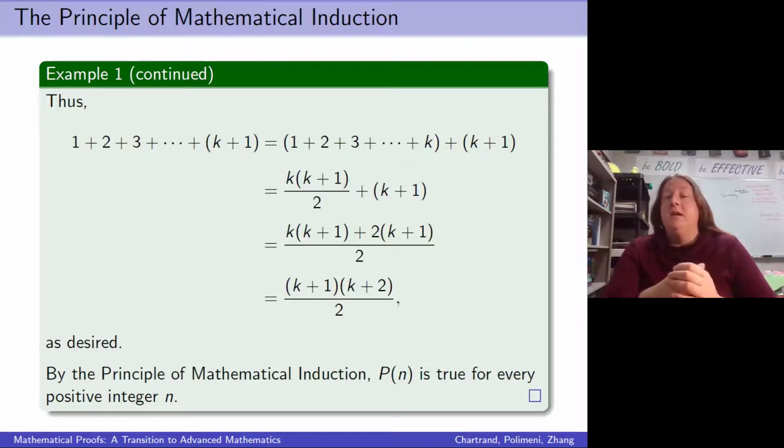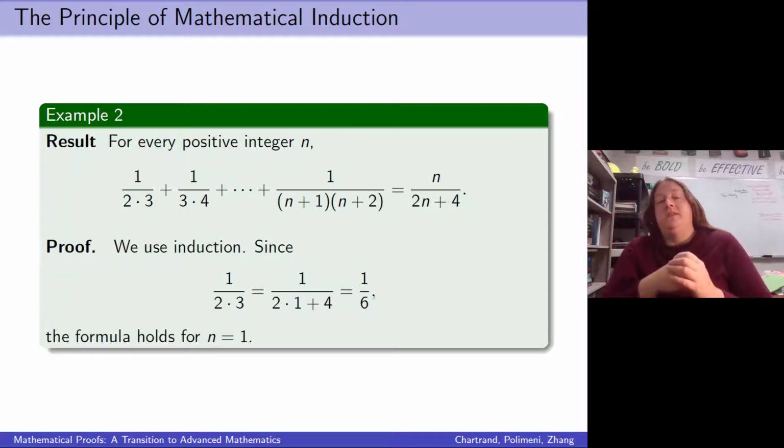Now, getting a common denominator of 2 between those two fractions gives me k times the quantity k plus 1 plus 2 times the quantity k plus 1 in my numerator, with 2 as my common denominator. And then I can notice that I can factor out the quantity k plus 1, leaving me k plus 1 times the quantity k plus 2 divided by 2, which is in fact exactly what I was trying to show. So, by the principle of mathematical induction, P of n is true for every positive integer n.